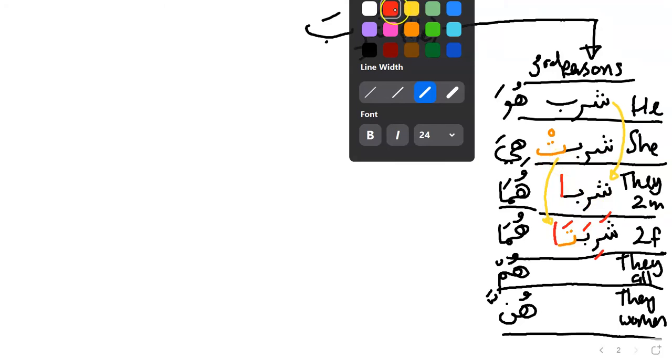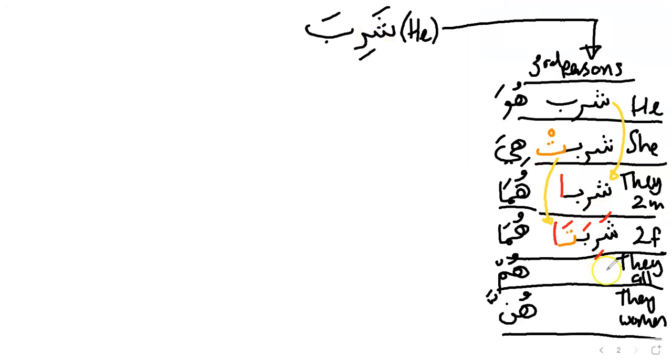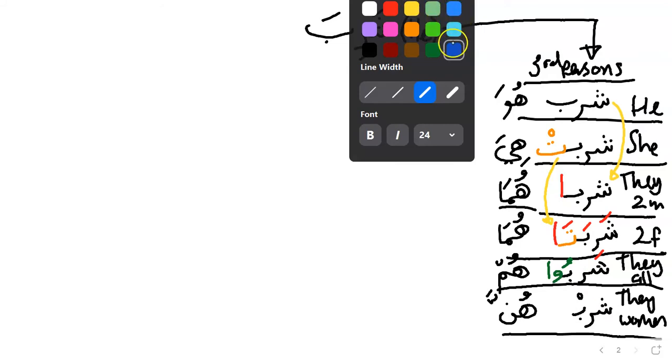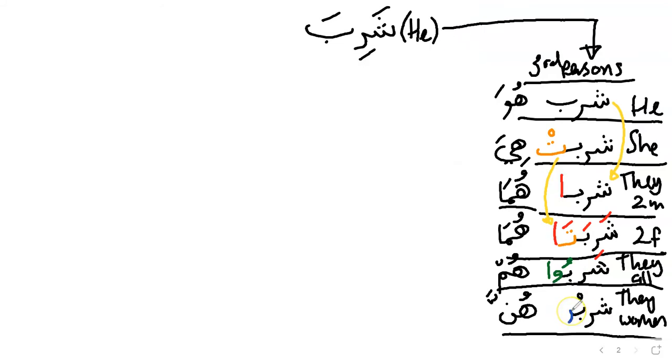Now the last one, they all. So again, I go back to my original word, and let me show the jama'ah, the wow of jama'ah, the wow of many. Sharibu. The last one for the women, sharibna. Let me use blue to show the noon of femininity. Sharibna.